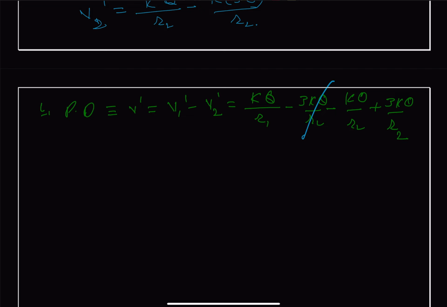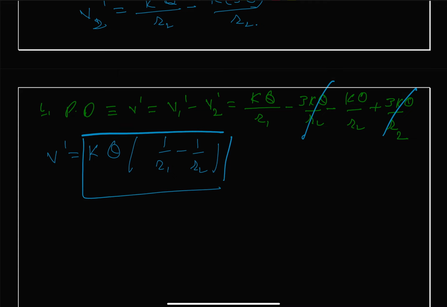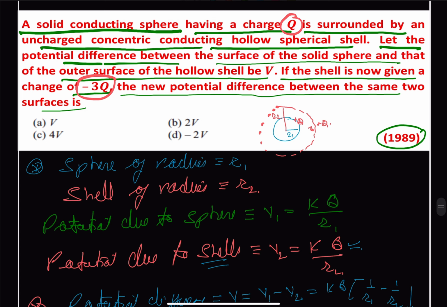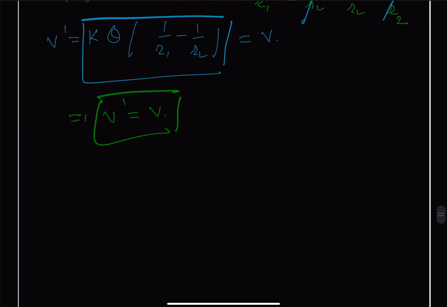This 3K and 3K cancels out, and we get that our V prime will be equal to KQ times 1 upon R1 minus 1 upon R2, and the right hand side is nothing but equal to our V. Therefore, we can say our V prime is equal to V. Therefore, option number A is the correct one. Next question.